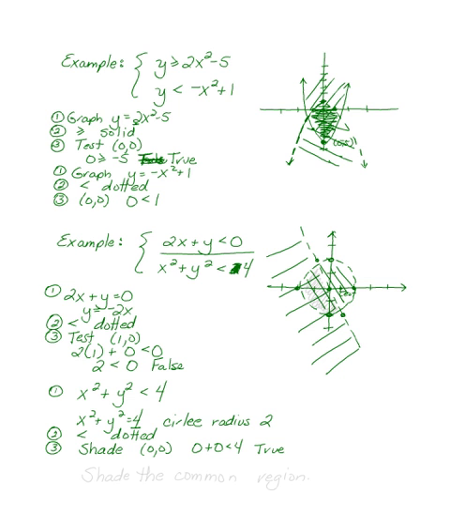And last but not least, again, we want to shade the common region. And that common region that we shaded both times is this region that's right in here, in between our line and the outer edge of our circle. The edges of that are both dotted, so those aren't actually parts of our solutions, but they do give us the boundaries of our shaded region.